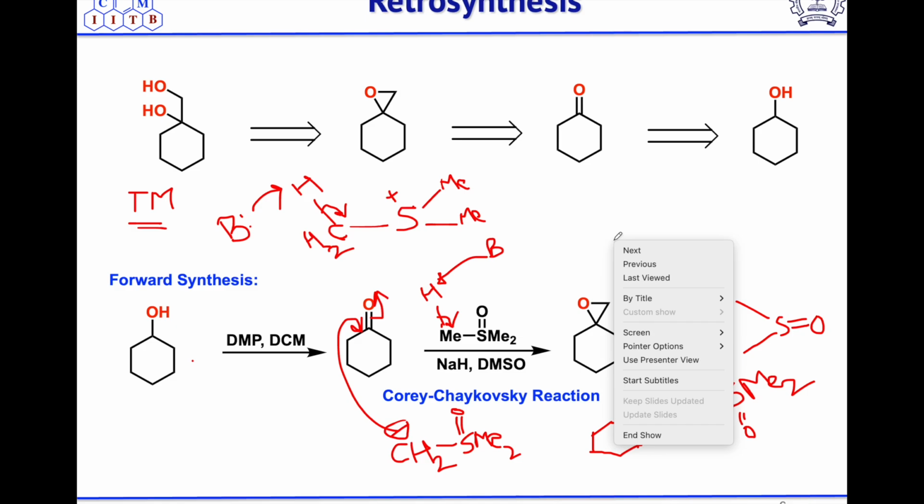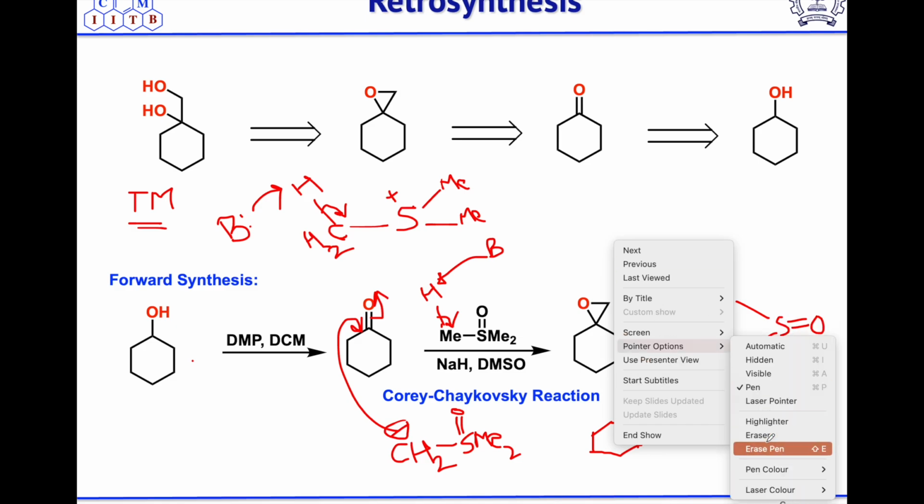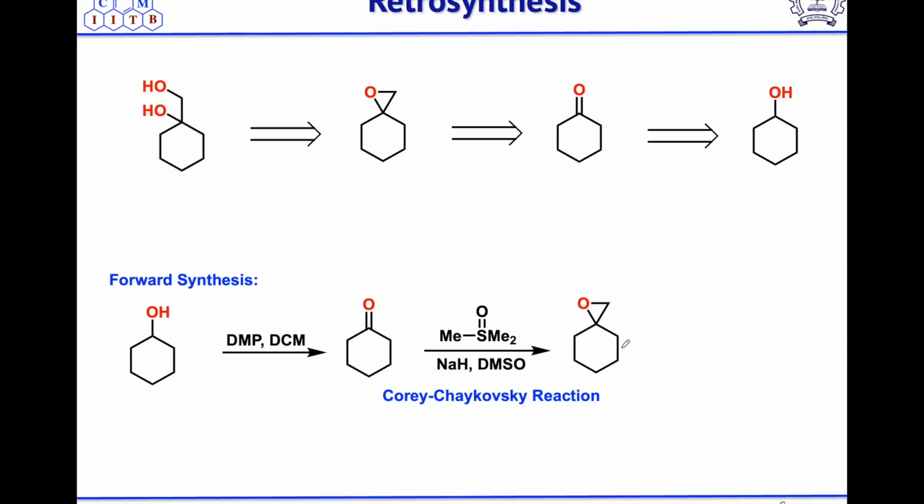Now what will be the next? So this epoxide we got. After getting this epoxide, basically we have to open this epoxide to get this diol, because this is our target. Now this epoxide ring opening we can do via two processes. One is base mediated, and the second one is acid catalyzed.